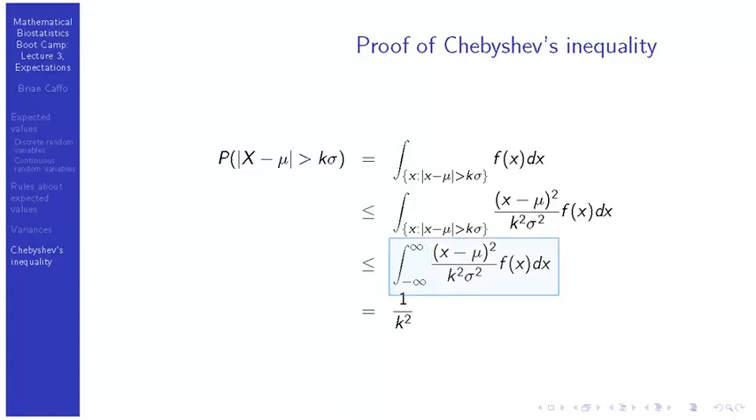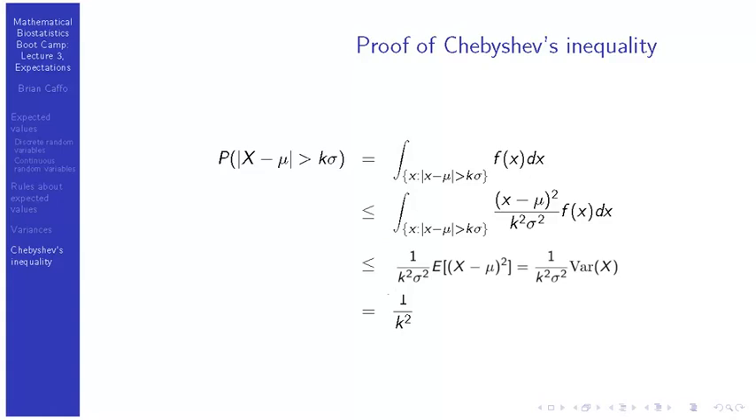And then notice now that the k squared sigma squared part is a scalar that we can just factor out, and then we have the integral from minus infinity to plus infinity of (x minus mu) squared f of x dx. Well, that's just exactly the definition of the variance, and so that equals sigma squared. The sigma squareds cancel and you get 1 over k squared.